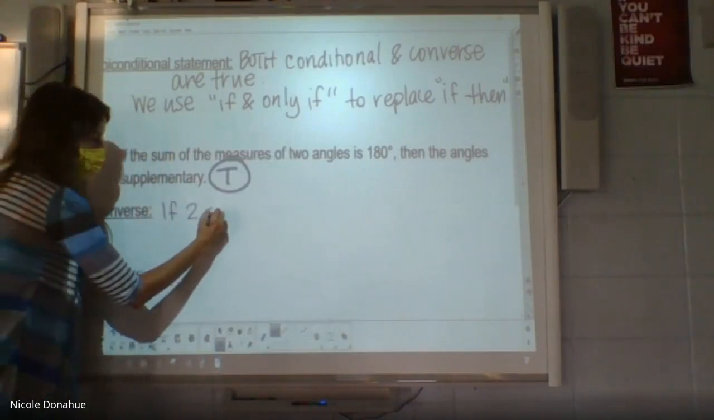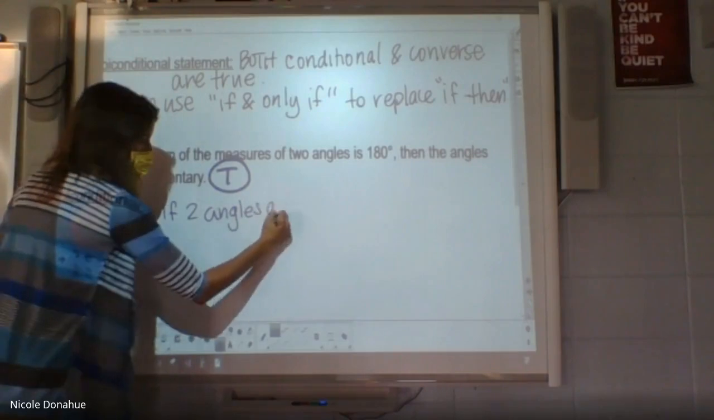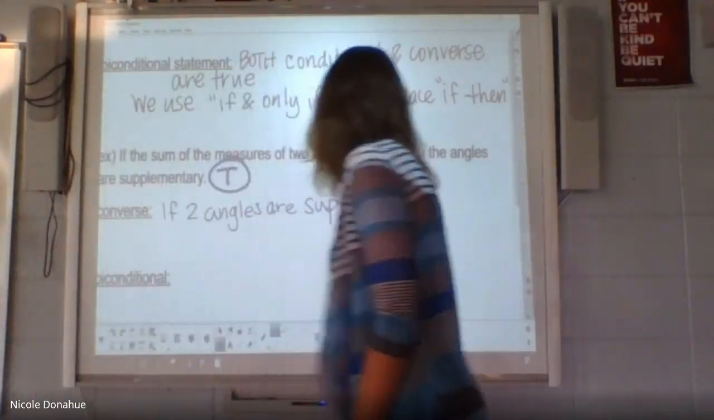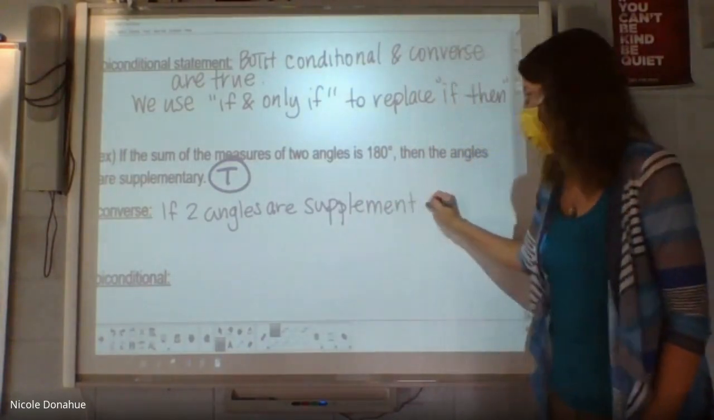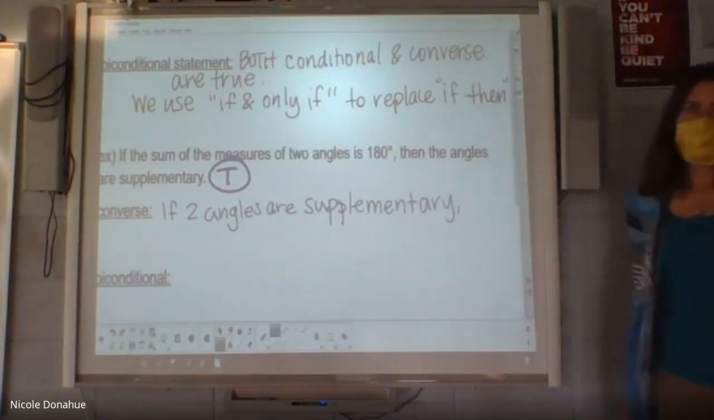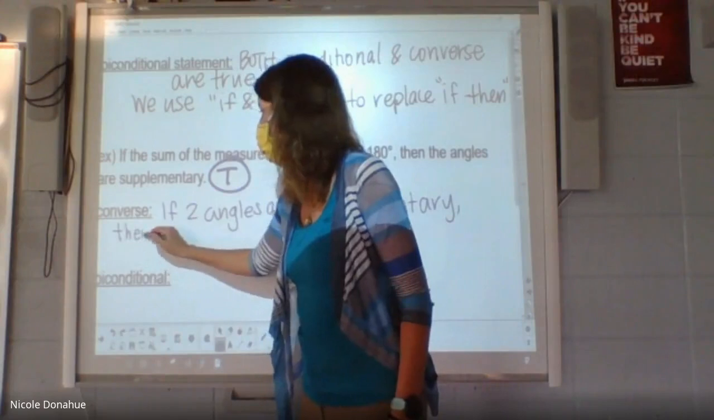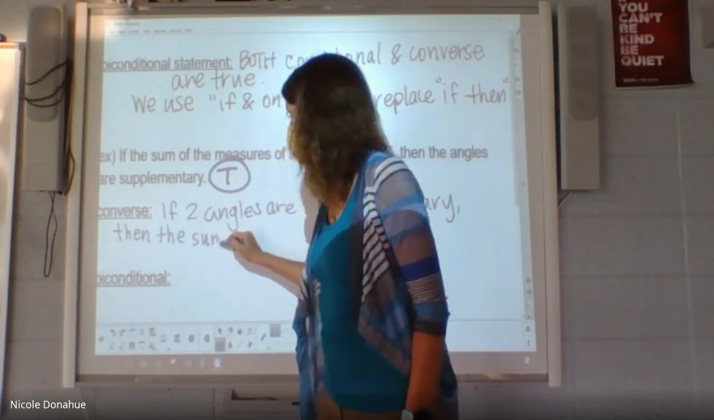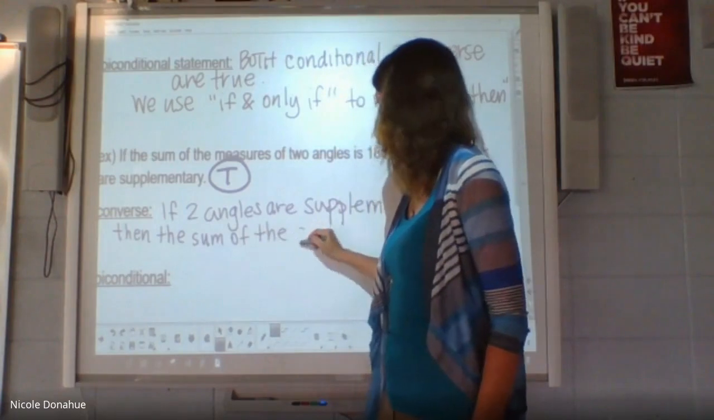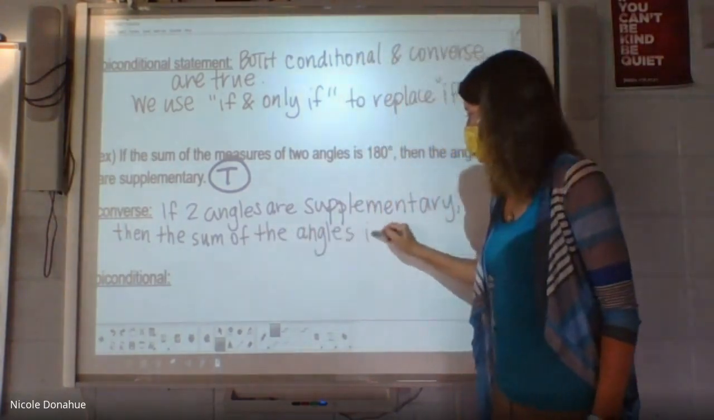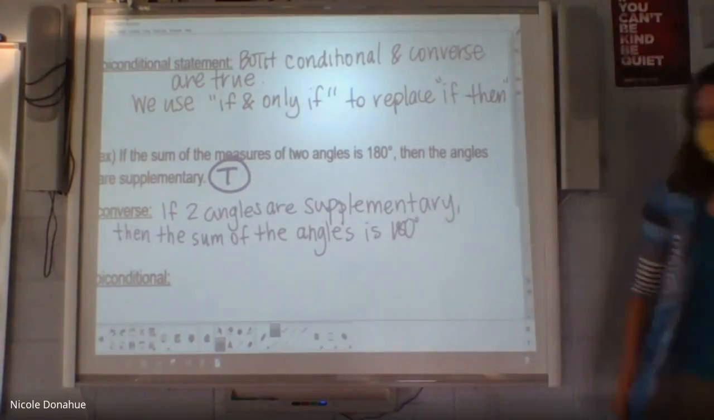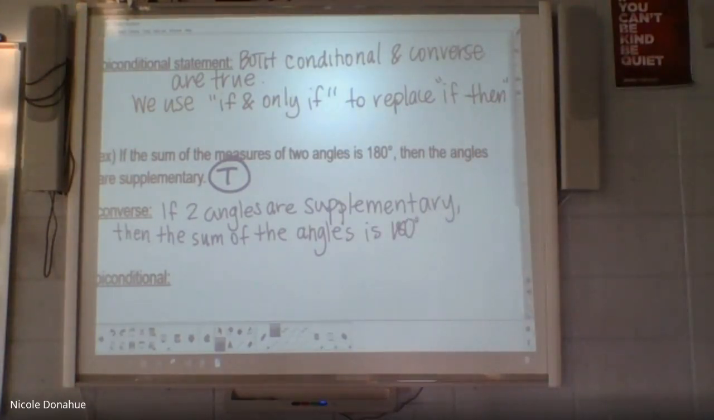If two angles are supplementary, we know what supplementary angles are, then the sum of the angles is 180. I took out the measures. I don't think we really need to. I guess that's a little longer than I wanted it to be. So two angles are supplementary. Is the sum of the angles 180 degrees? Is that also true? Yeah, that's also a true statement.